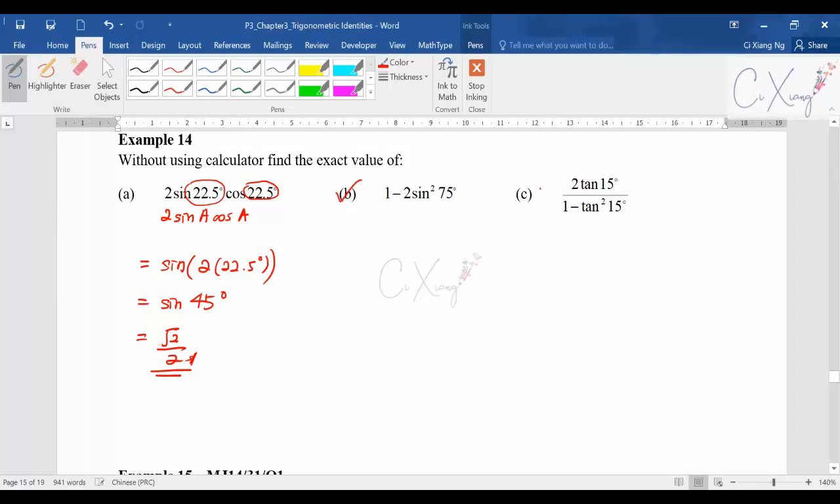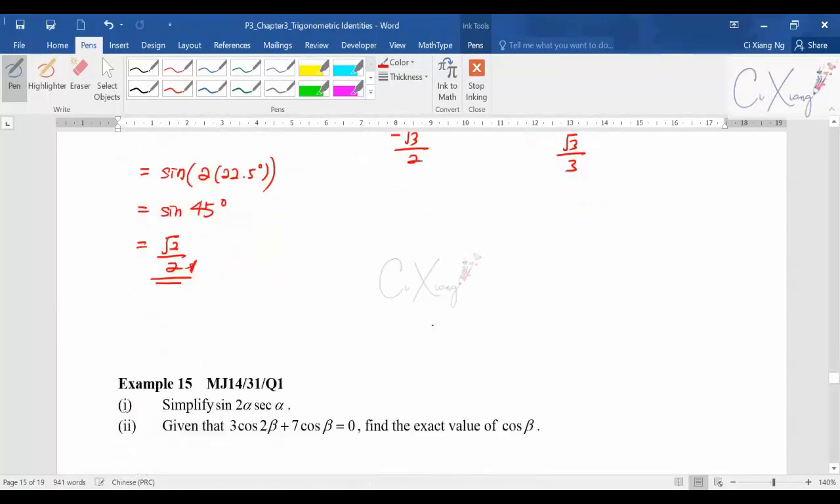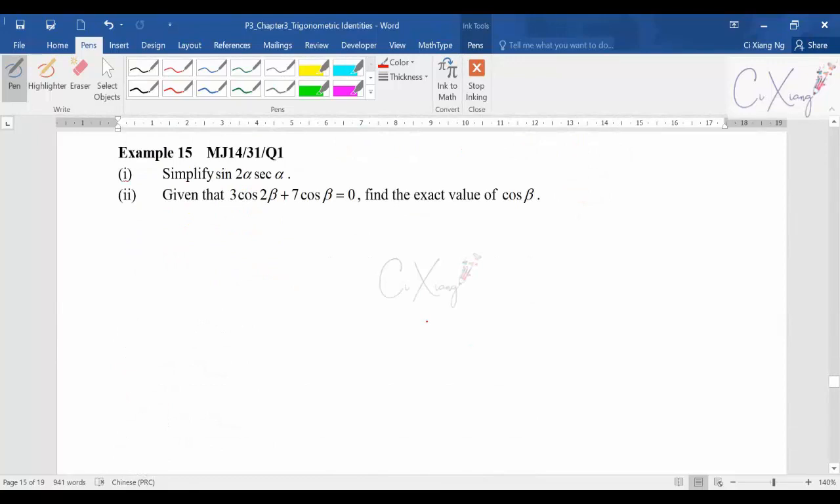Okay? Then you can do B and C yourself also, which are very similar to what I showed you just now. For part B, the answer is negative square root 3 over 2. Part C, the answer is square root 3 over 2. Okay? So this is how we get it. Then example 15. Examples 13 and 14 are very simple, just to test you on the concept and the very simple idea of the double angle formula. Okay, so now we have a look at how we are going to apply it in an exam style question.